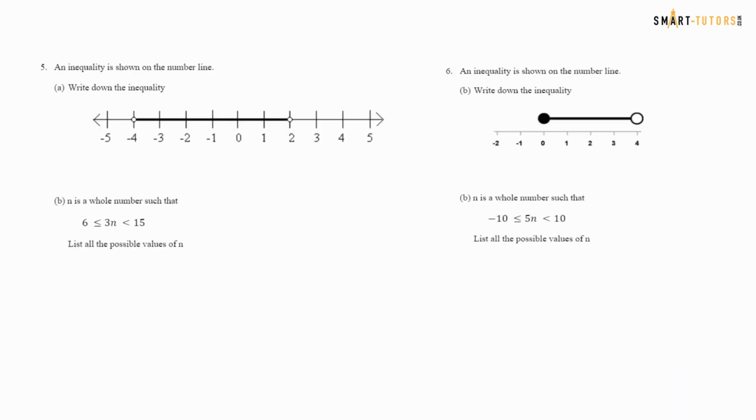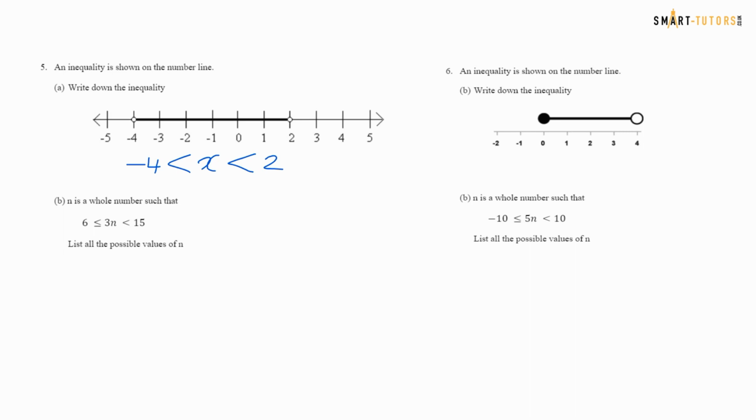Next question is 5. An inequality is shown on the number line. Write down the inequality. So x is in between, less than 2, greater than minus 4. I am not putting the equal sign because it is not colored. The bubbles are not colored, so that is the answer.